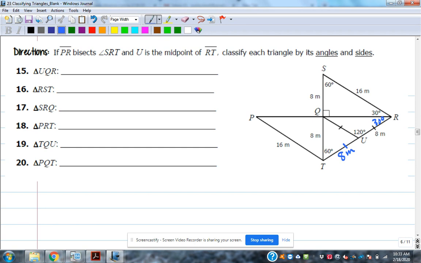All right, so they want us to classify by angles and sides triangle UQR. I'll highlight UQR. That triangle right there. Obtuse isosceles. Good job. Triangle RST. Equiangular and equilateral. Y'all agree? I hope so. That's right.